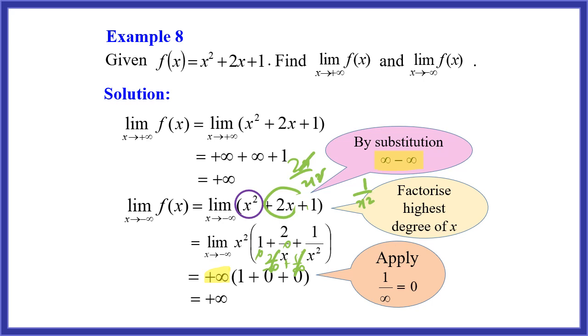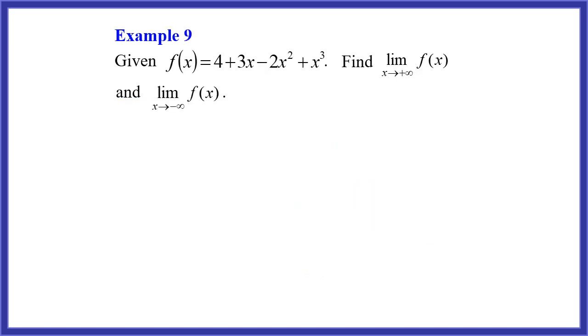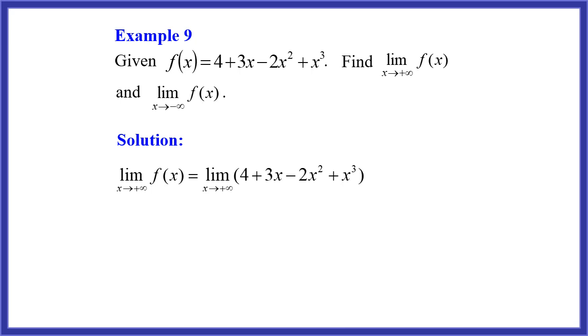Just divide the factor. Okay, example 9. Given f(x) equal to 4 plus 3x minus 2x squared plus x cubed. So this is a cubic function. Find the limit of f(x) as x approaches positive infinity and the limit of f(x) as x approaches negative infinity. So we substitute into the function. After we substitute the value, we will get 4 plus infinity. It's still infinity minus infinity.